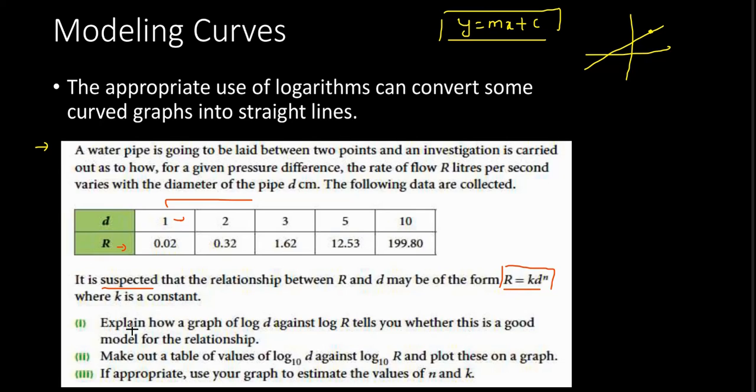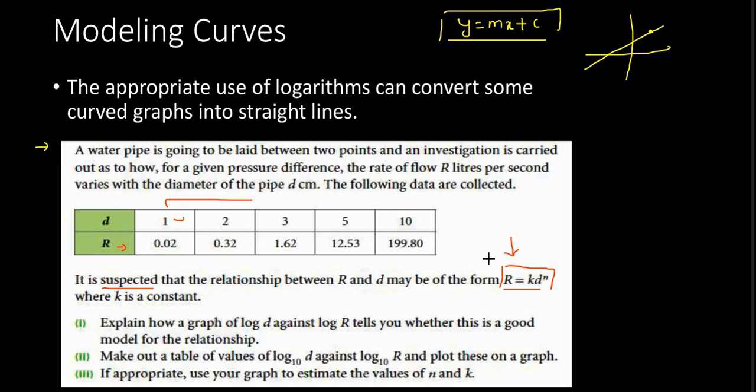So what we have to do is explain how a graph of log d against log R, if I take the log on both sides of this equation, tells you whether this is a good model for the relationship. If we suspect that this is a model of this type, how does the logarithm play an important role, and how does the graph between log d and log R tell you that this is in fact a good relationship, a possible relationship that we can have between R and d?